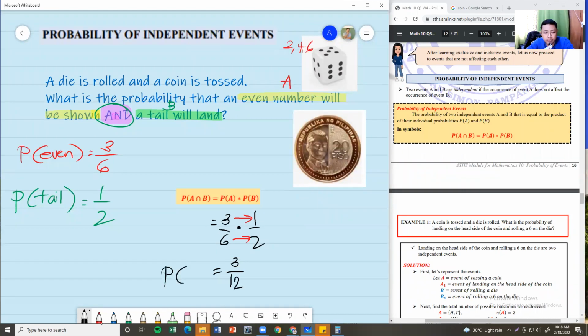Simplify. What's the simplest form of their intersection? What's the simplest form of 3 over 12? Type it in the chat box. They are both divisible by 3. So divide them both by 3. The answer will be 1/4. Very good. 1/4 or 25%. There's a 25% chance that an even number will be shown and a tail will land. That's 25% probability or 1/4. Okay, show me a reaction if that's clear to you.